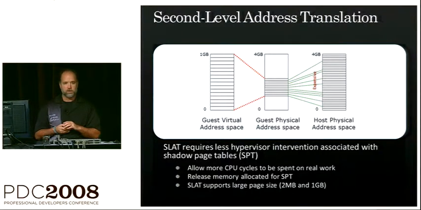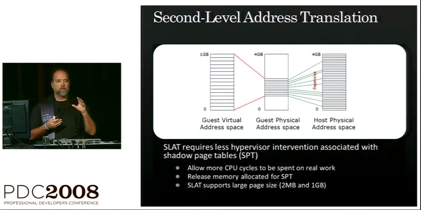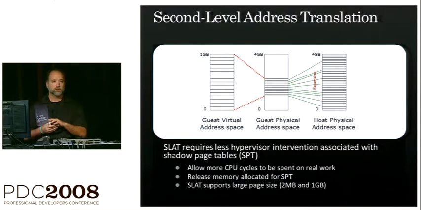We also make use of large pages. Rather than using 4 kilobyte pages, we use 2 megabyte pages and even 1 gigabyte pages whenever possible. This again makes hardware translations more efficient and reduces pressure on the translation look-aside buffer, the TLB.